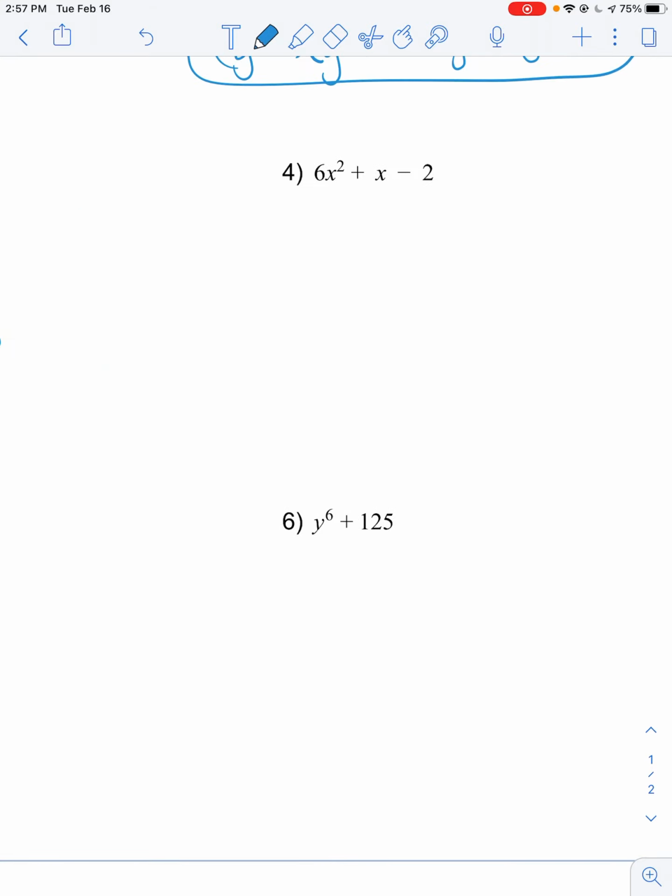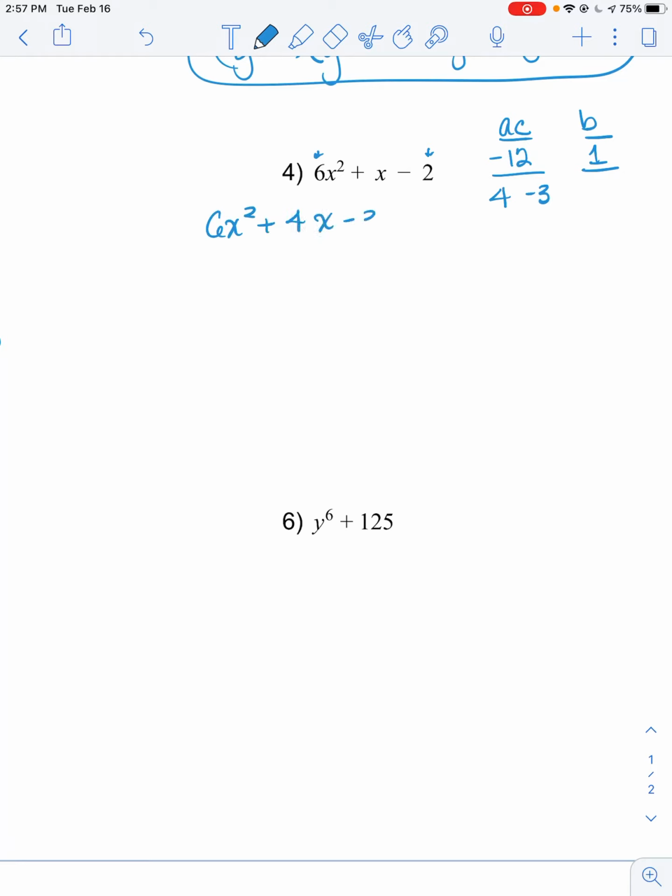Moving on to number 4, while there's no GCF to make this any easier, this is a trinomial, and I'm just not up for guessing and checking this. So I'm going to use the ACB method. This method says I take A and multiply it by C, giving me negative 12, and compare that to B, which is 1. So I need two things that multiply to be negative 12 but add to be 1. I can already see those are 4 and negative 3. So those aren't my factors.